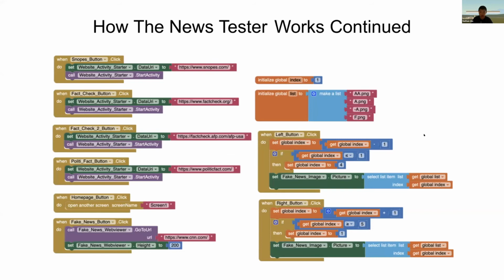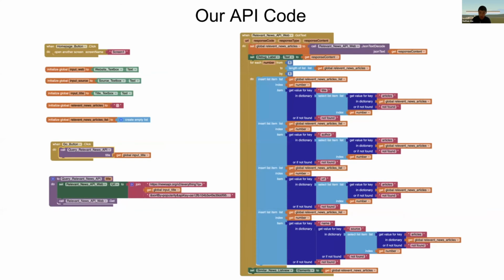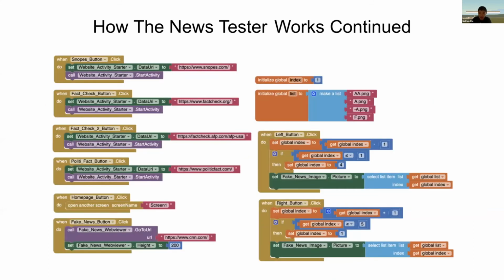This is our code for the previous slide. As you can see in MIT App Inventor, it is a block coding platform. So the first four blocks of code on the left are all used to start an activity. So when you click on the image, it'll bring you to a website. This button, the 5th block of code, is to bring you to the home screen, and the 6th block of code is to bring you to the latest CNN news at the time. The code on the right is to cycle between images of fake news.